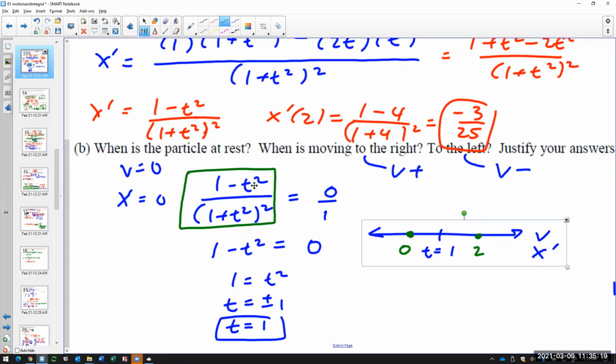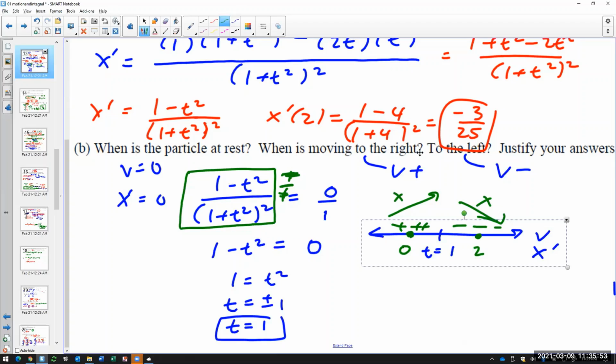If you plug in 0, you're going to get 1 over some positive number, so that's going to be positive. Do you guys see that this bottom is always positive? Because it's squared, so it's always going to be positive. If you plug in 2, what do you get? 1 minus 4. Is that positive or negative? Negative. So you get a negative number over a positive number, and that's going to be negative. So if x prime is positive, x is increasing. If x prime is negative, x is decreasing.